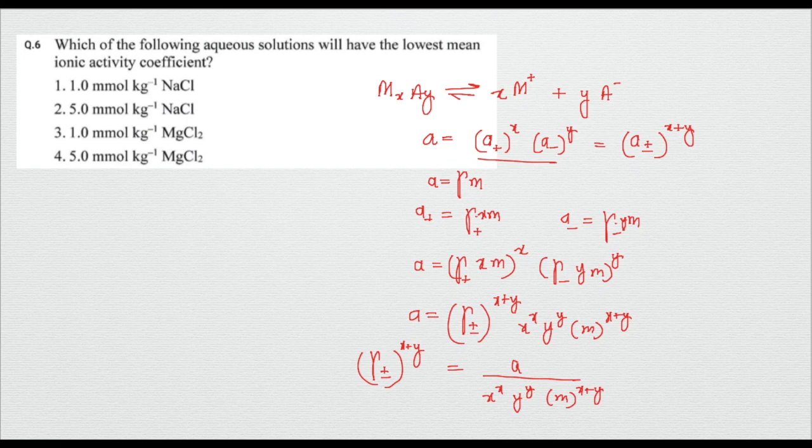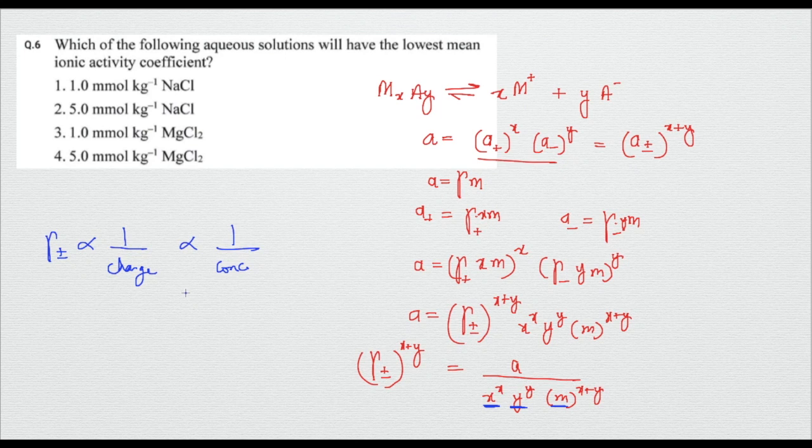Now what can you find from this relation? The mean ionic activity coefficient is inversely proportional to the number of charges, so the higher the charge, the smaller the mean ionic activity coefficient. It is also inversely proportional to the concentration, so the higher the concentration, the smaller the mean ionic activity coefficient. So let me write it here: it's inversely proportional to the charge and inversely proportional to the concentration.